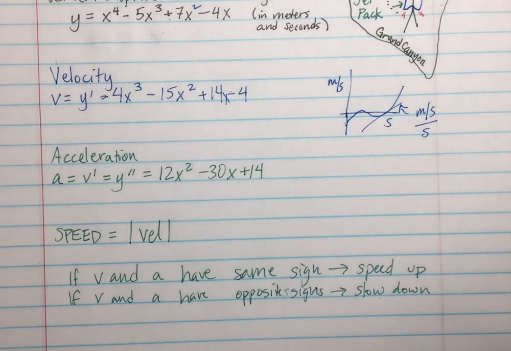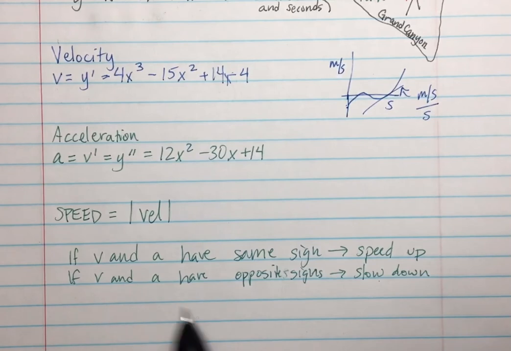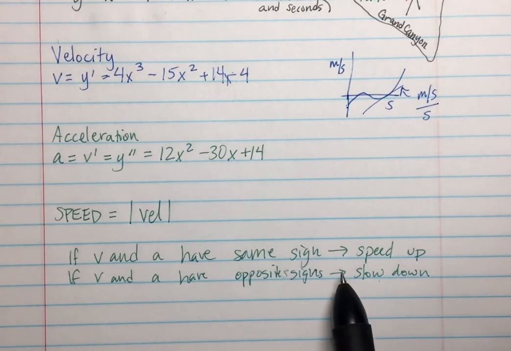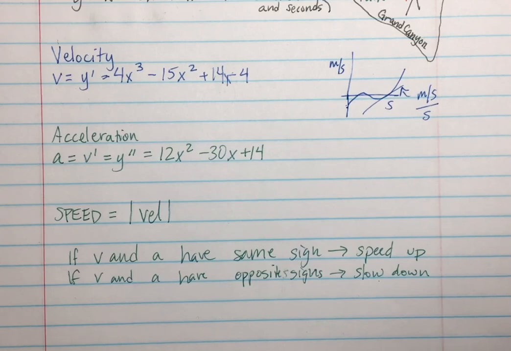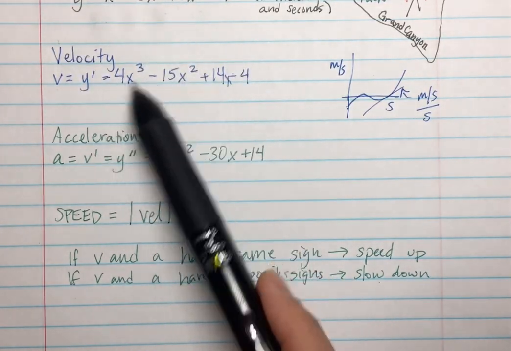And if you're ever asked to justify, are you speeding up or slowing down? This is all you have to say. I'm speeding up because V and A have the same sign. I'm slowing down because V and A have opposite signs. Think of them as working together or against each other. So if you need to find velocity, acceleration, and you have displacement, you derive again.